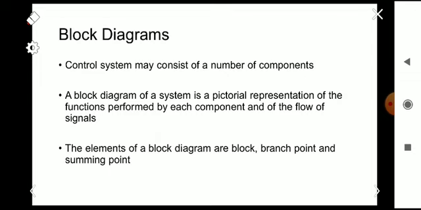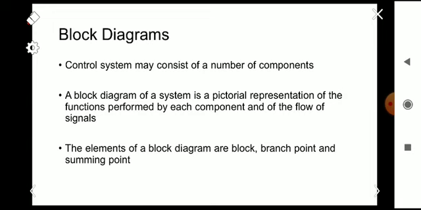So in control engineering, to show the functions performed by each component, we commonly use a diagram called the block diagram. So a block diagram of a system is a pictorial representation of the functions performed by each component and of the flow of signal. Okay, so such a diagram depicts the interrelationship that exists among the various components of the system.